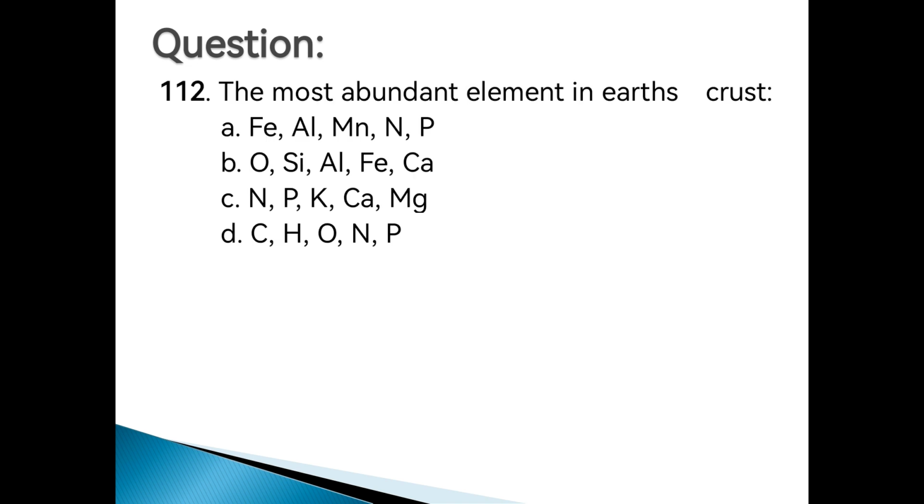112. The most abundant elements in Earth's crust: A. Iron, aluminum, manganese, nitrogen, phosphorus, B. Oxygen, silicon, aluminum, iron, calcium, C. Nitrogen, phosphorus, potassium, calcium, magnesium, D. Carbon, hydrogen, oxygen, nitrogen, phosphorus. The correct answer is B. Oxygen, silicon, aluminum, iron, calcium.